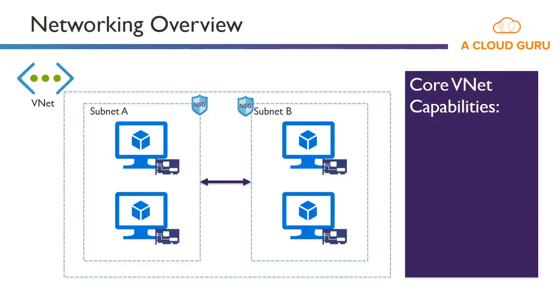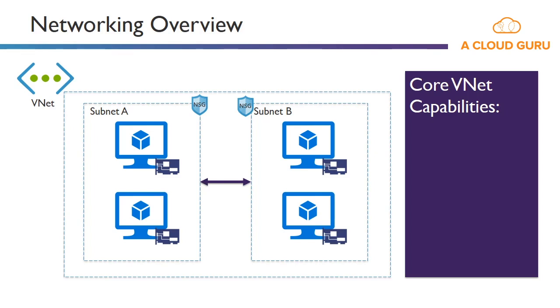The VNet is one of the core pieces, and it has a number of capabilities that Microsoft provides for us to utilize with VNets in Azure. And if you look on screen, we've got a boundary there. So we've got our VNet boundary. Inside there, I've got two subnets, subnet A, subnet B, and I've got a couple of virtual machines in each one. Each virtual machine has a network interface card that connects it to the subnet, and then by default these subnets can route to each other because they're in the same VNet.